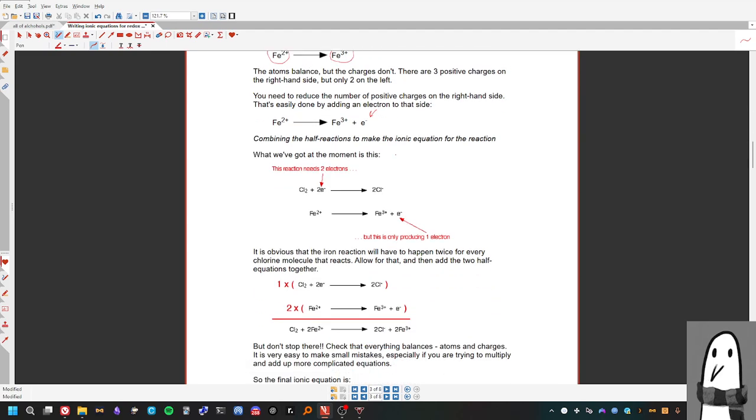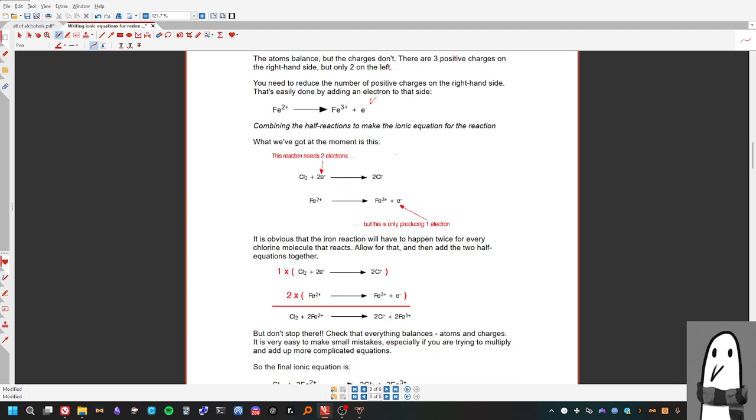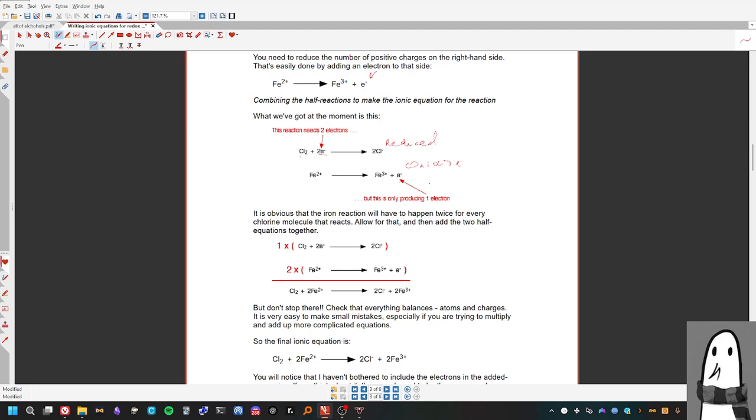Now, you want to combine the half equations to make the full ionic equation for the reaction. Okay. So what you've got at the moment is Cl2 plus 2e minus is equal to 2Cl minus, because it gets reduced. And you have Fe2 plus into Fe3 plus plus e minus, because it gets oxidized. Now, we have a main difference here. Your 2e and your e are going to be different. You're going to have two e's which are needed and you only have one e that's produced.